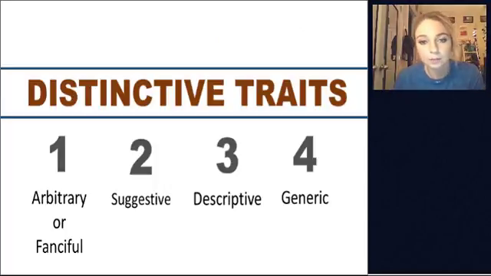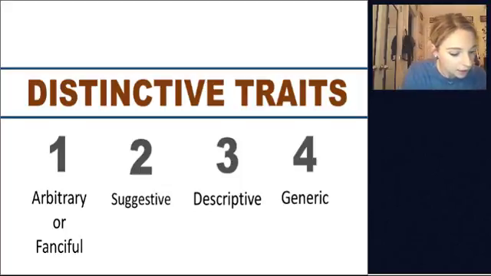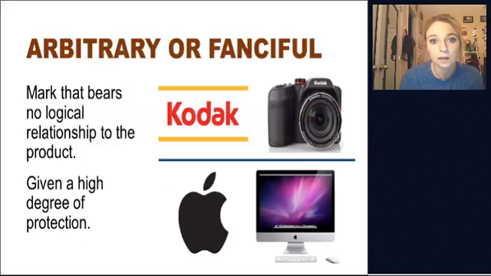Okay, so they have to have distinctive traits to them. They must be capable of identifying a particular good. So the courts group marks into these four categories, and the legal protection depends upon which category it falls within. So there's arbitrary or fanciful, suggestive, descriptive, and generic for all the traits. So the first one is arbitrary or fanciful. It's a mark that bears no logical relationship to the product.